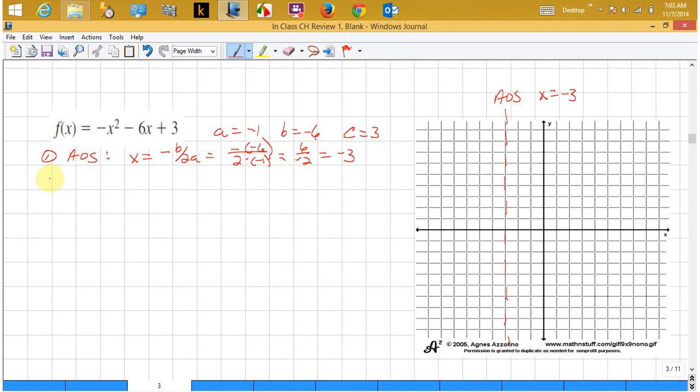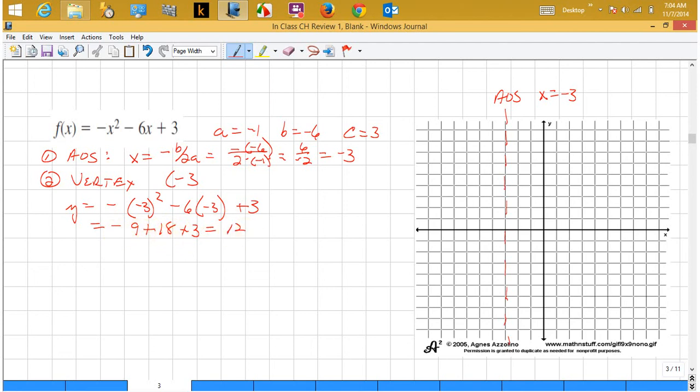Okay, now let's find the vertex. The x-coordinate is -3, so let's plug -3 into the equation. So I have y is equal to negative (-3) squared minus 6 times (-3) plus 3. That's going to be equal to -9, because (-3) squared is 9, plus 18 plus 3. And that's going to be equal to 9 plus 3, which is 12.